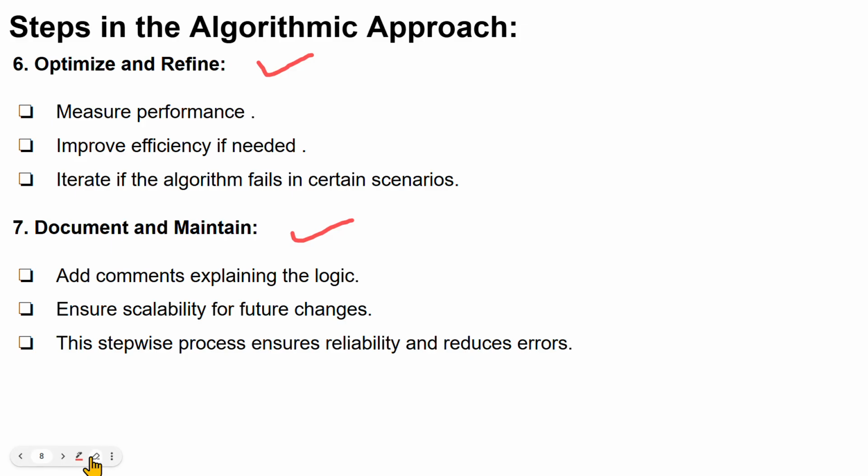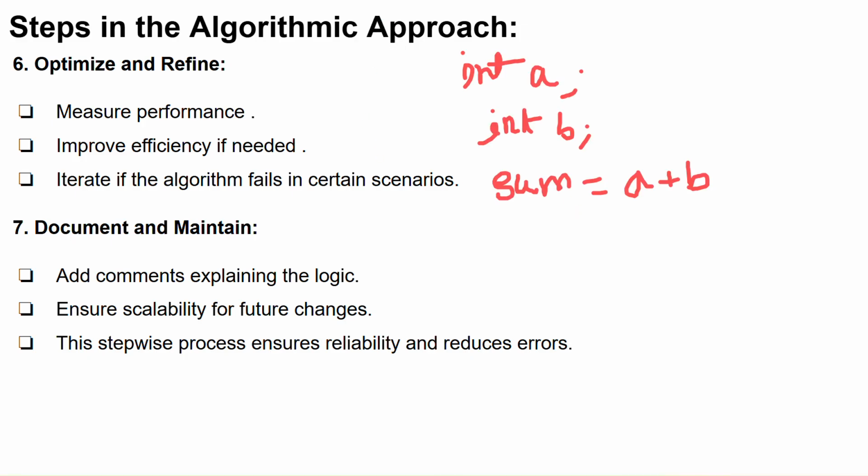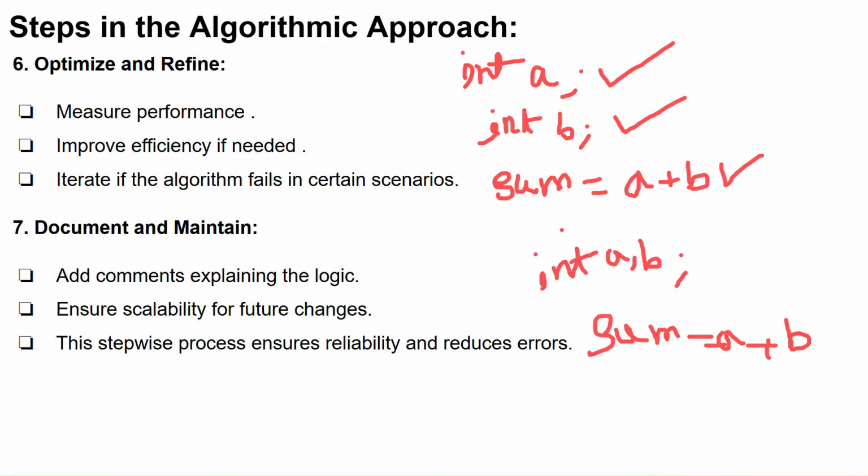Next, we have optimization. So we will try to optimize our program. Suppose I take an example in code. In the first step I define integer a, integer b. In the third step I write sum, that is a plus b. But I want to optimize this one. How can I optimize? We will see. Now you can see, I optimized.